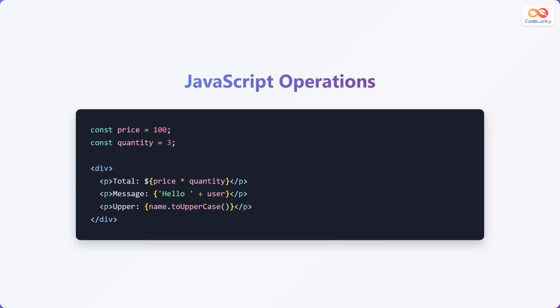JSX expressions also allow performing JavaScript operations. Let's declare price and assign the value 100, then declare quantity and assign the value 3. Inside the div tag, the first paragraph shows total. Here the price is multiplied by the quantity to get the total price. Second paragraph shows the message where the string hello is concatenated with the user variable. The third paragraph shows how to convert name to uppercase using the toUpperCase function.